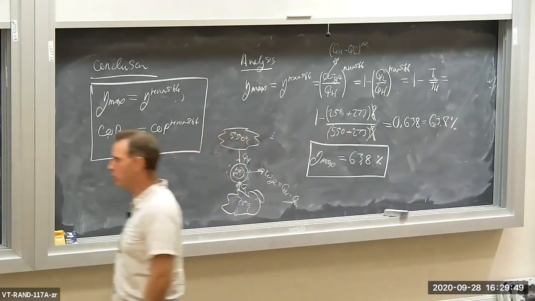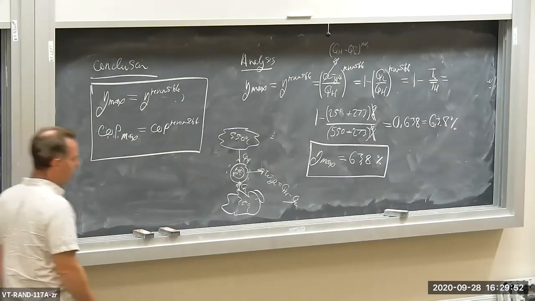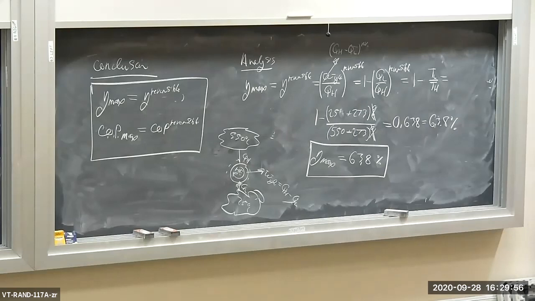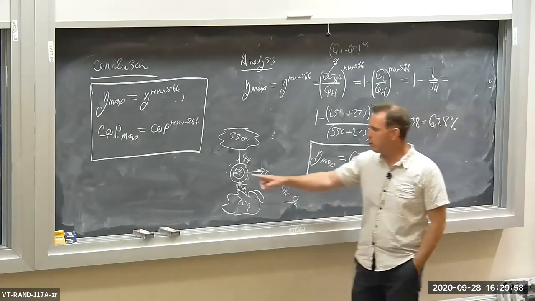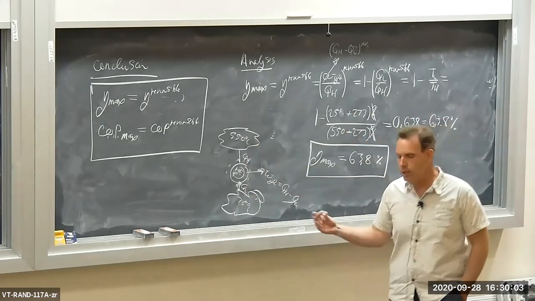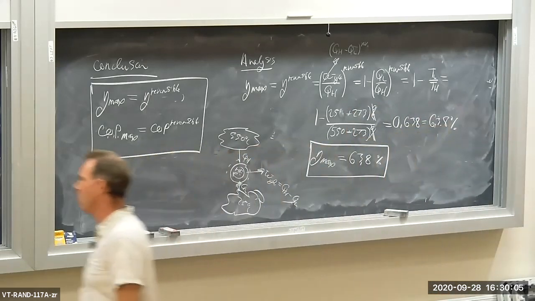You could do this problem with a refrigerator and a heat pump. The ratio of the heat transfers, QL over QH, will be equal to TL over TH, and you could calculate the maximum efficiency of an equivalent refrigerator or heat pump operating between these two reservoirs as well. You could easily do this problem with a refrigerator or a heat pump.